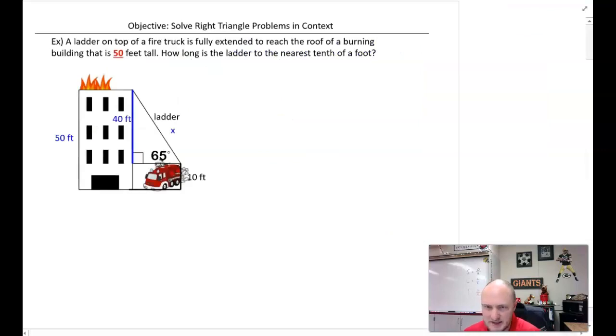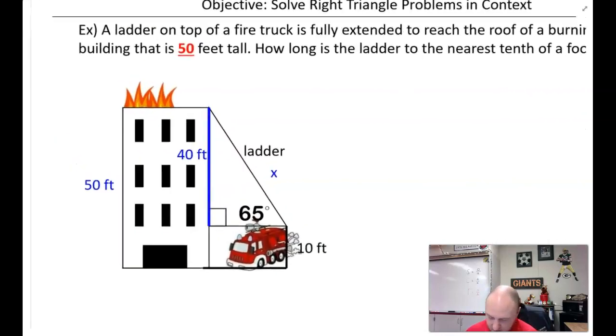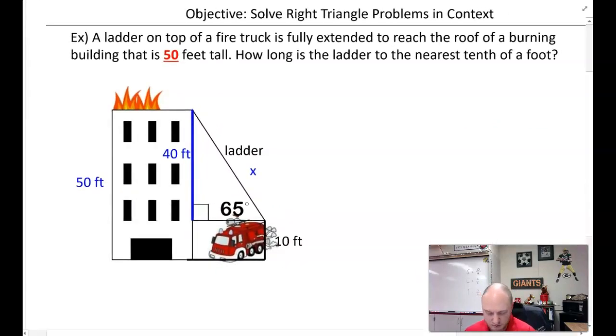All right, next example. These problems are going to get a little bit more tricky, so pictures are going to be really, really important, okay? In this example, they say a ladder on top of a fire truck is fully extended to reach the roof of a burning building that is 50 feet tall. So the burning building is 50 feet tall, so this distance here is 50. Okay, how long is the ladder to the nearest tenth of a foot?